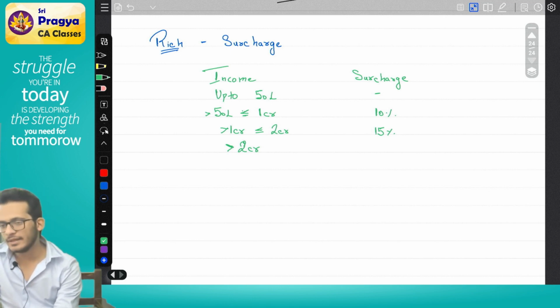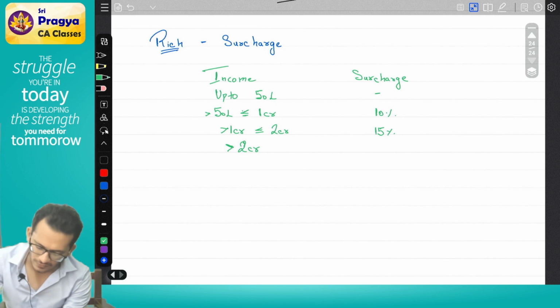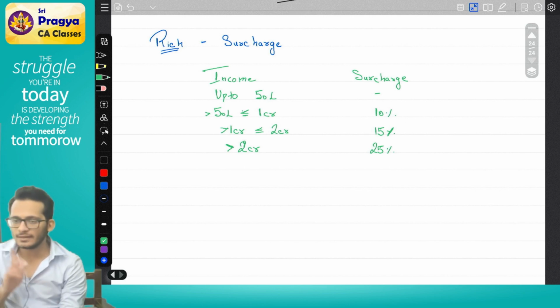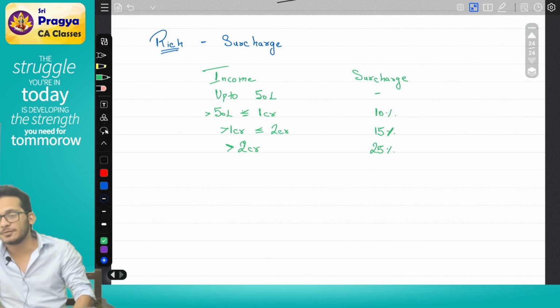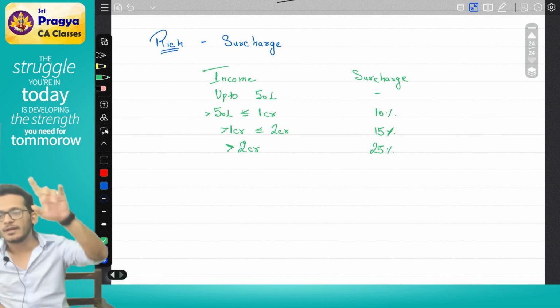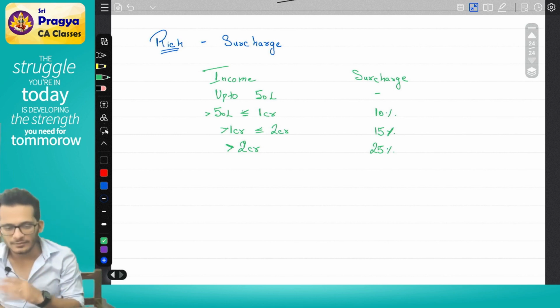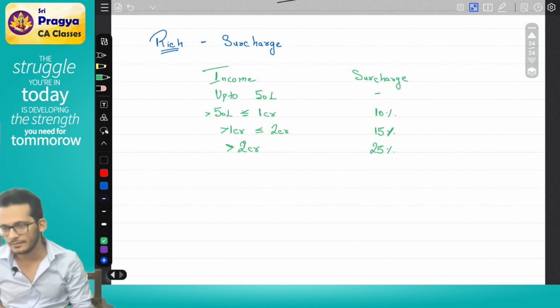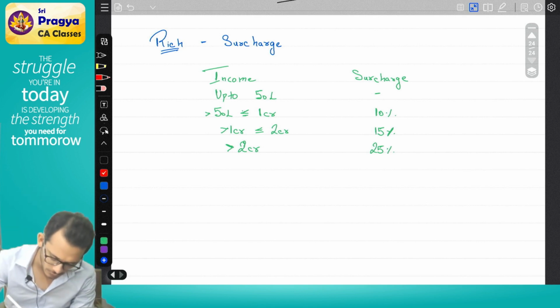In the new regime, they came and said, Rahul, 37 ignored, which means after 2 crores, everything becomes 25%. They removed the 37%, which means if you are a very rich person, in old regime you will pay 37%, in new regime you will pay 25%. At the same time, this 2 crores is still called enhanced surcharge.